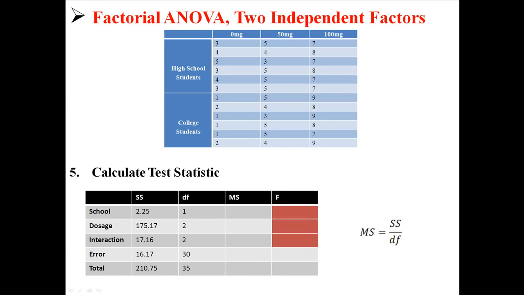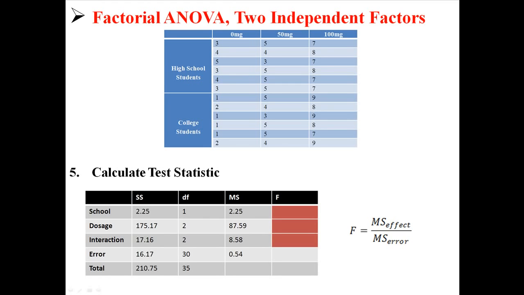So next we need to find a few mean squares. Now that's pretty easy. Remember, mean square is always sum of squares divided by degrees of freedom. So we can find the mean square for school, dosage, interaction, and the error. We're just dividing SS by DF. That's pretty easy. And now we need to find our 3 F statistics to test our 3 hypotheses.